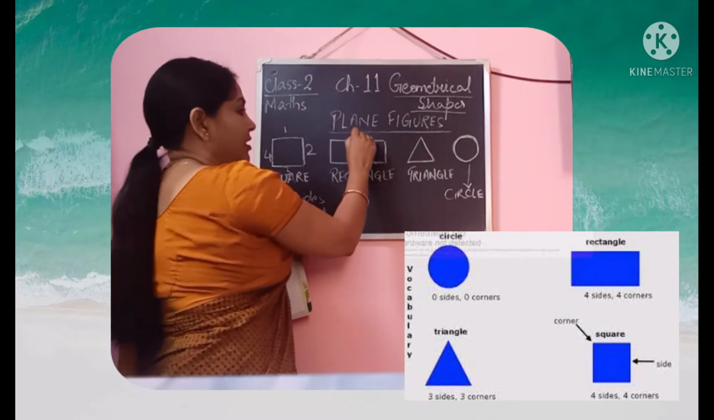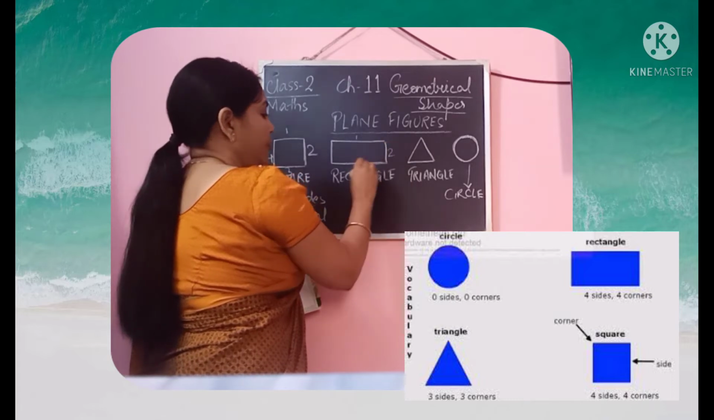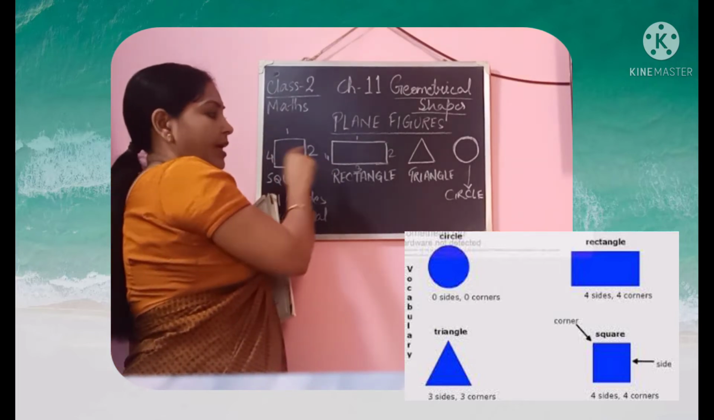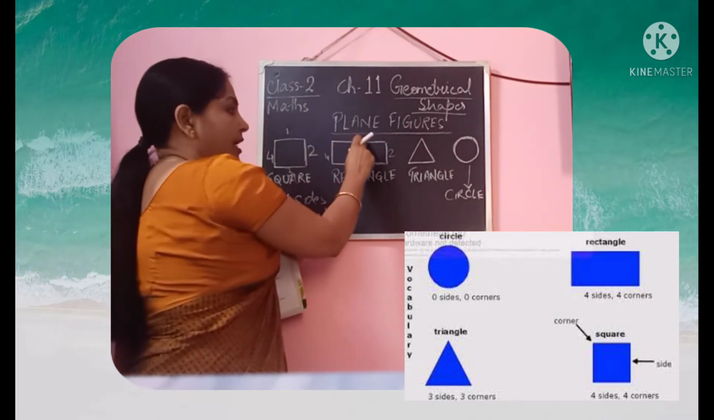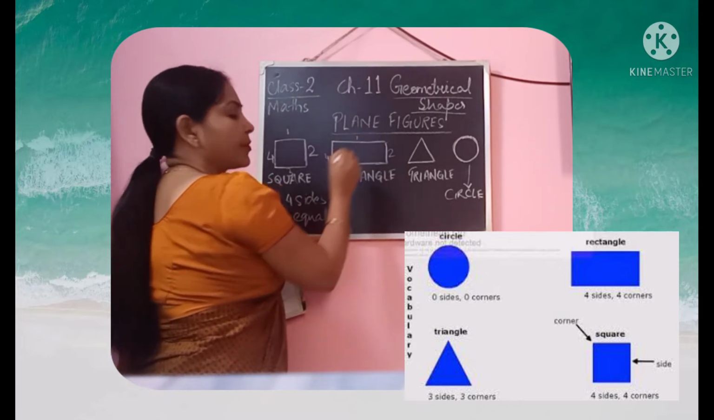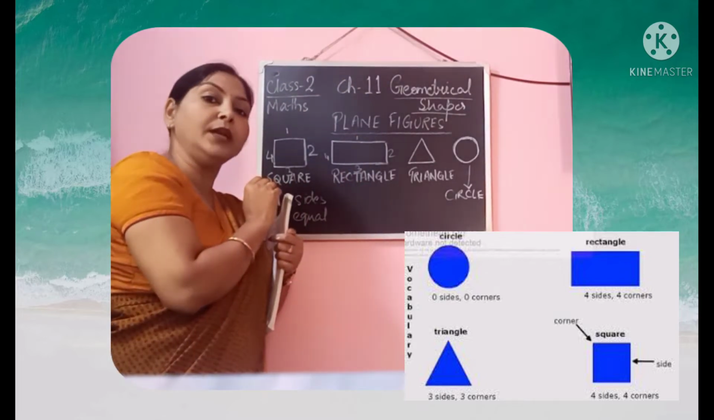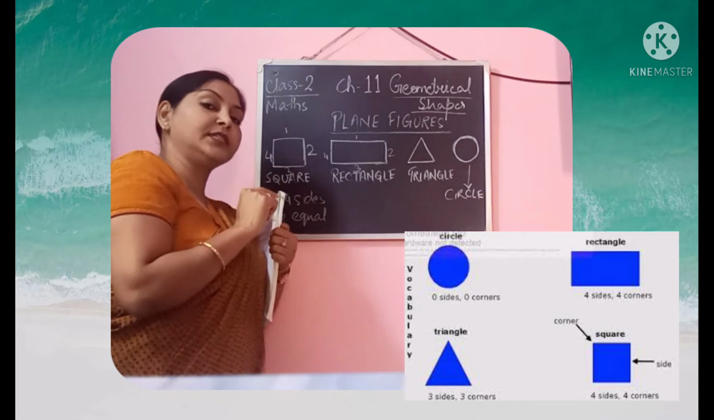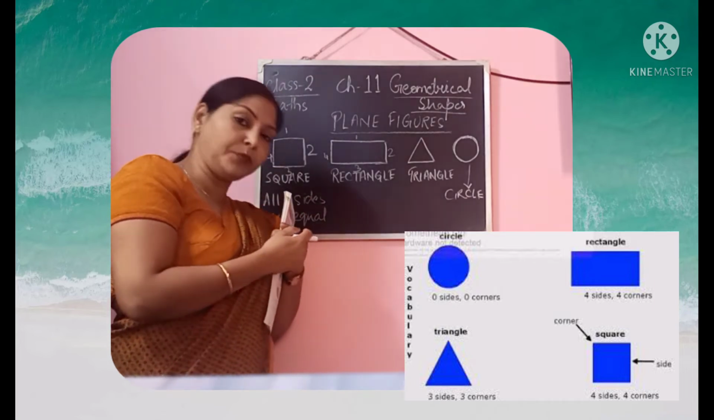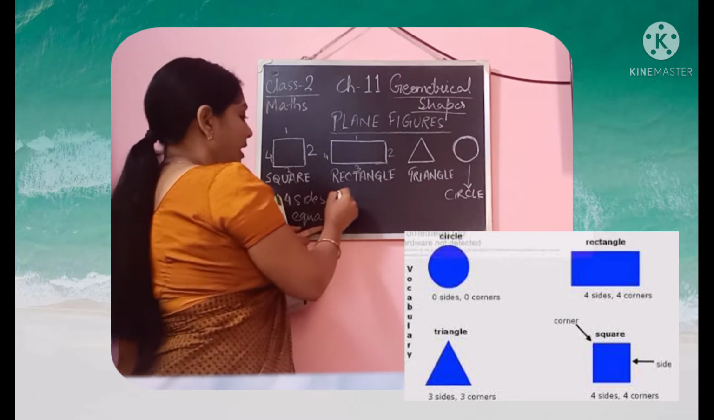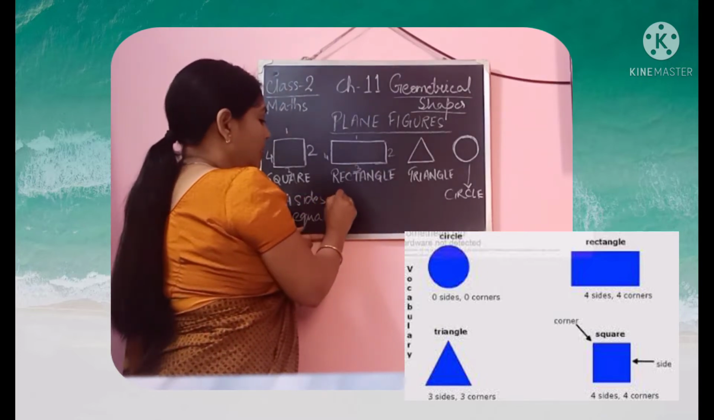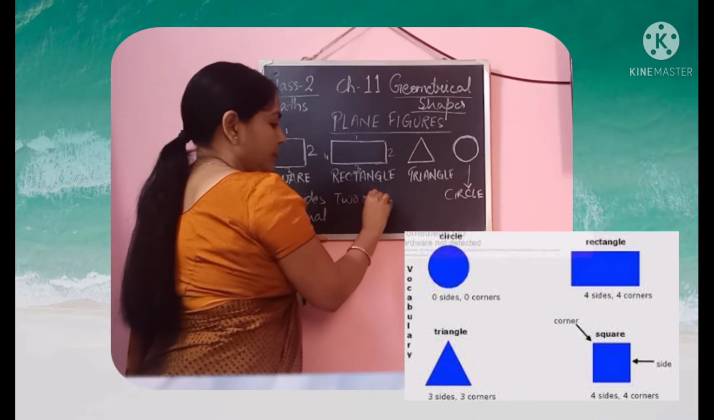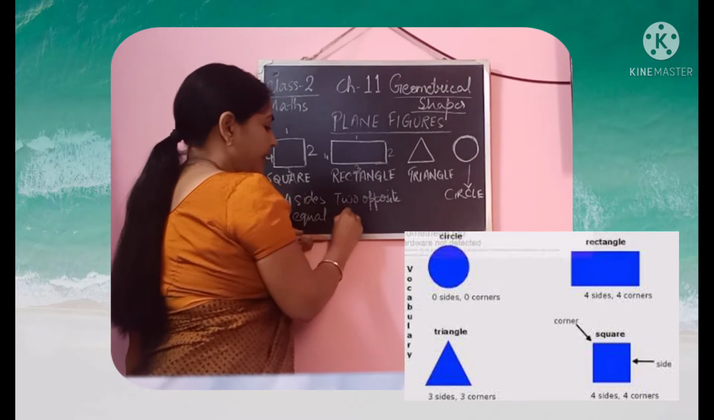Okay. Now coming to the next figure, you can see here the next figure is the rectangle. Here also you will find the number of sides are 1, 2, 3, 4. But what is the difference? You will find in a rectangle there are 2 long sides, they are called length, and 2 short sides, they are called breadth. The longer sides are called the length and the shorter sides are called the breadth. So you will see in a rectangle the 2 opposite sides are equal.